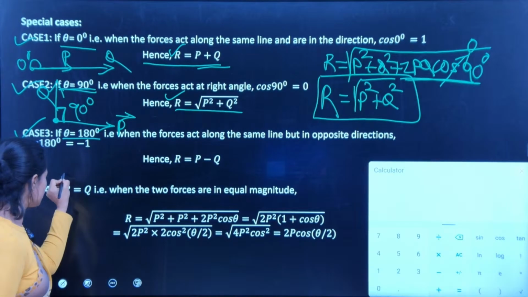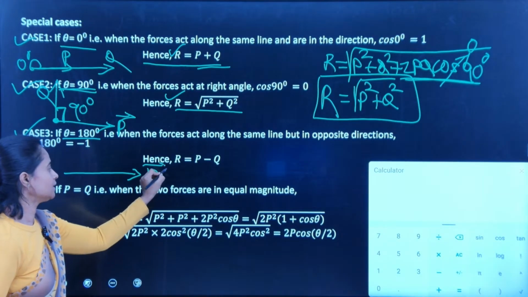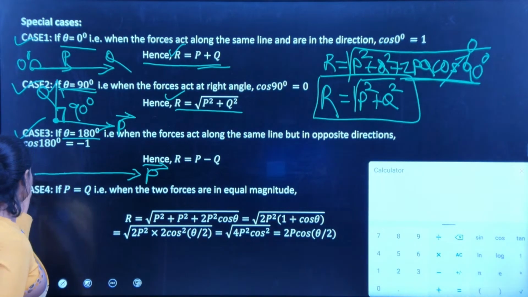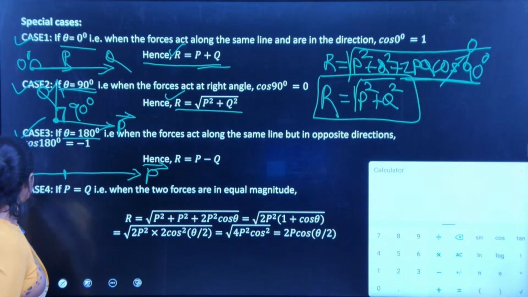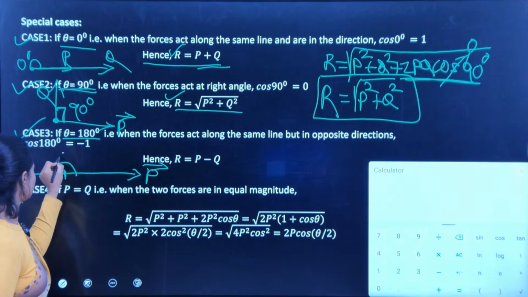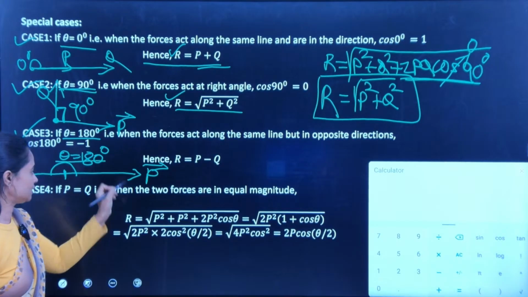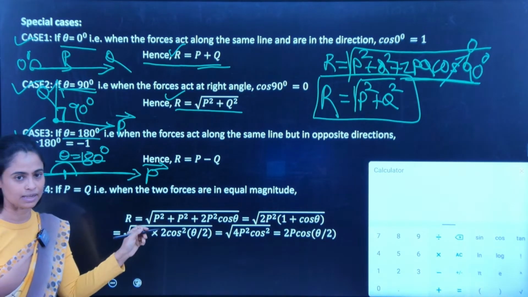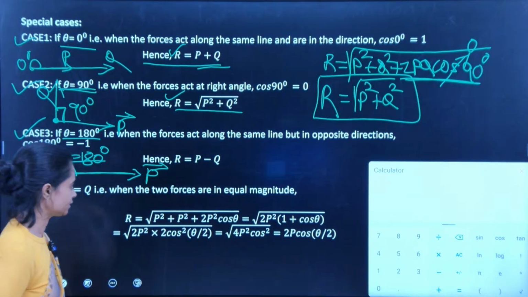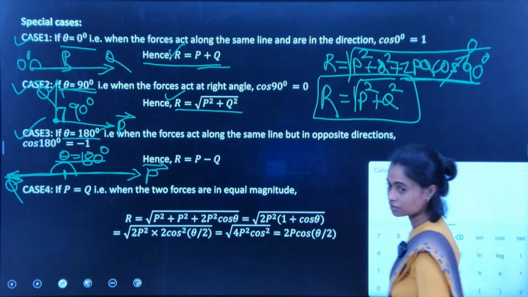180 degree means if this is my P, then Q will be acting opposite to P but along the same direction, right? So that theta becomes 180 degree. When theta is 180 degree, P and Q both are acting along the same line but in opposite direction. So what we can do? How we can find out the resultant here?